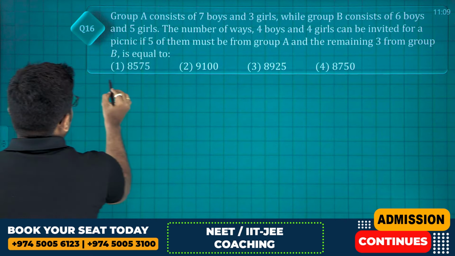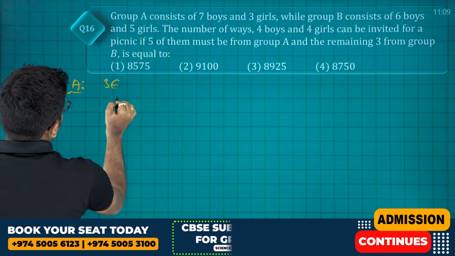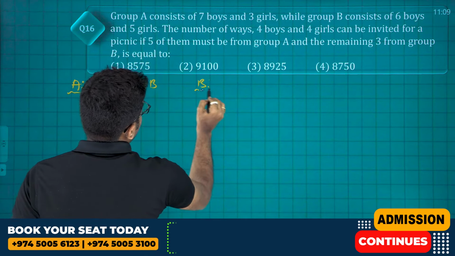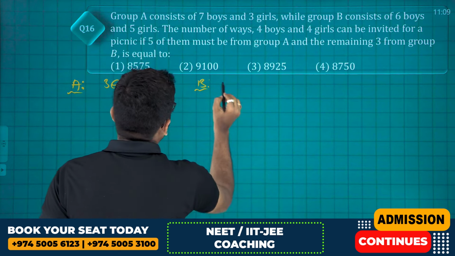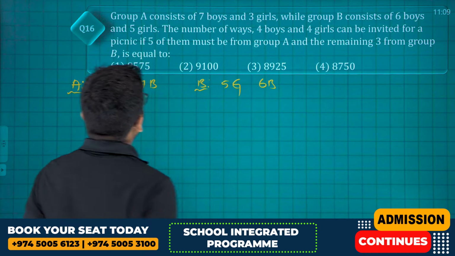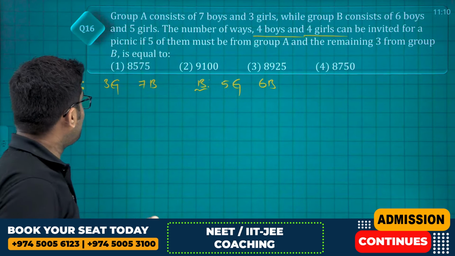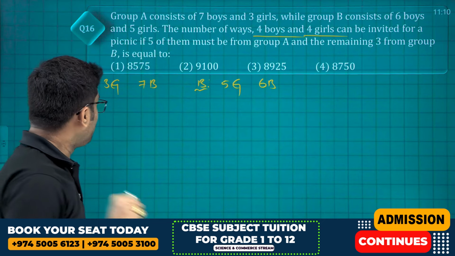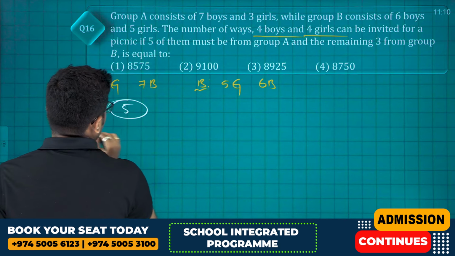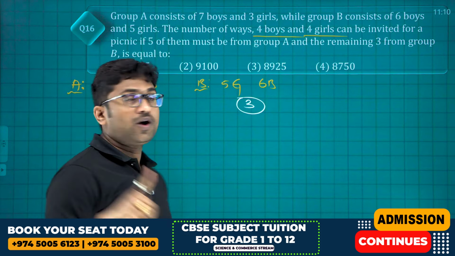A group consists of 3 girls. See, this is regarding batch A. Group A consists of 3 girls and 7 boys. Group B consists of 5 girls and 6 boys. Now what do we need? We need 4 boys and 4 girls to be invited for a picnic if 5 of them should be from group A. See, 5 should be from group A, and from group B only 3. And among those, 4 boys and 4 girls should be there.